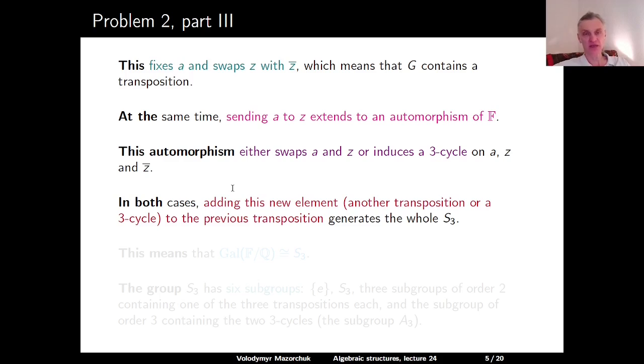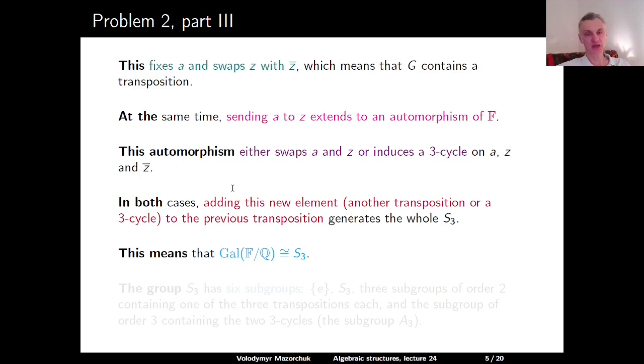But we already have a transposition of Z and Z overlined. So if, in the symmetric group S3, we have two different transpositions or a transposition and a 3-cycle, they generate the whole group. And this means that our Galois group is isomorphic to S3. So we have already determined that the Galois group of our polynomial is isomorphic to S3.